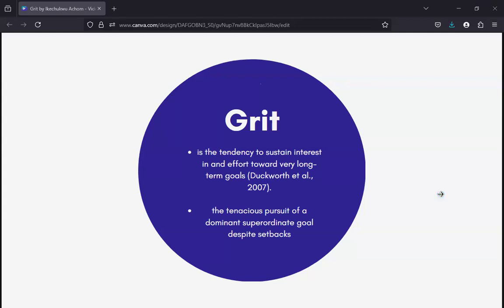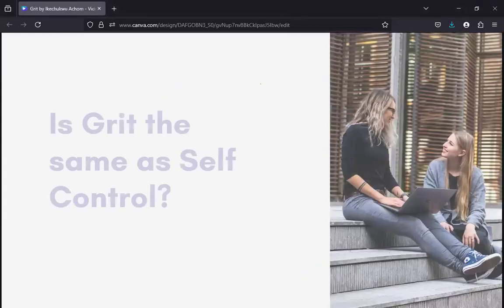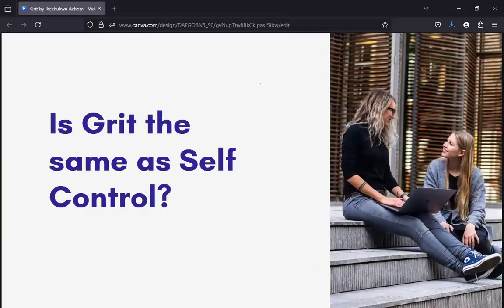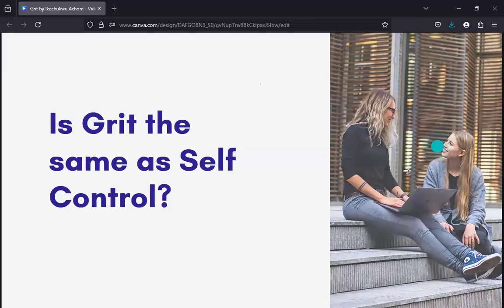Now, let me move a step further. The very first time I was talking to someone about grit, I got to understand that some persons feel that grit is self-control, right? But they are not the same. It's something that we need to just kind of clarify. So let's look at this.